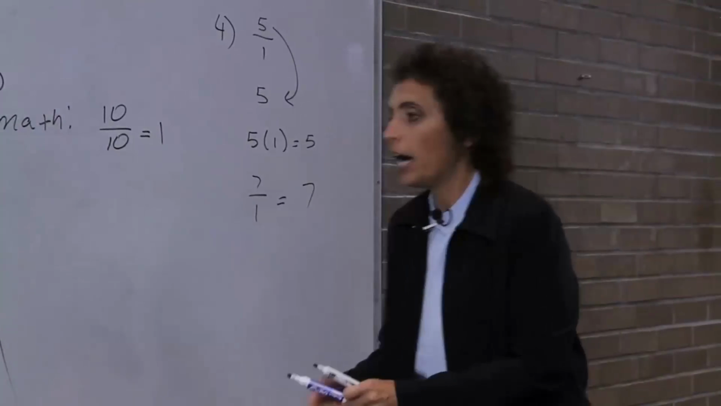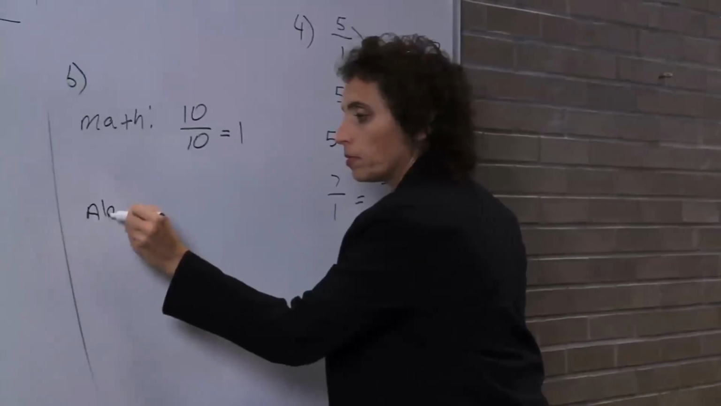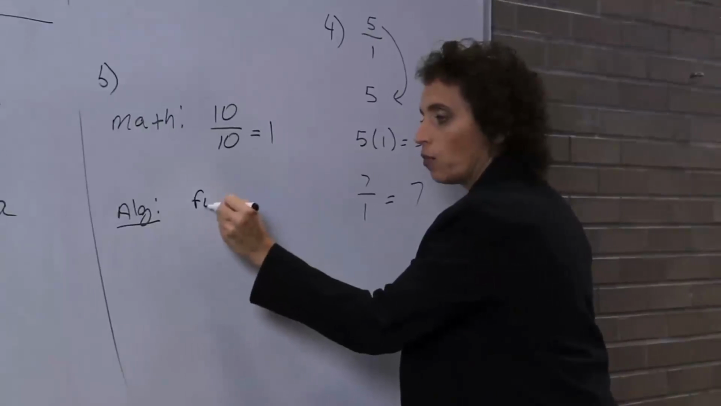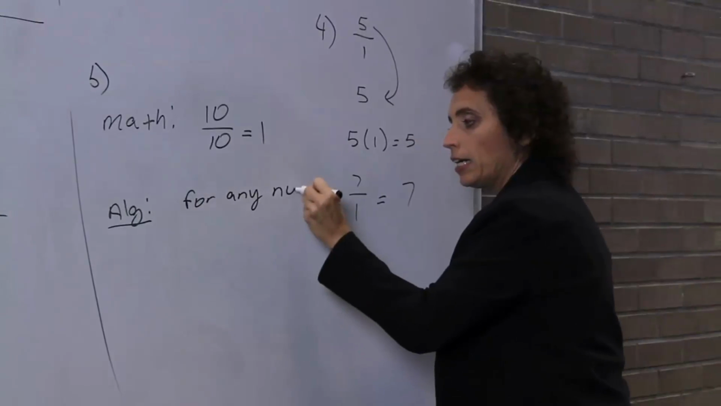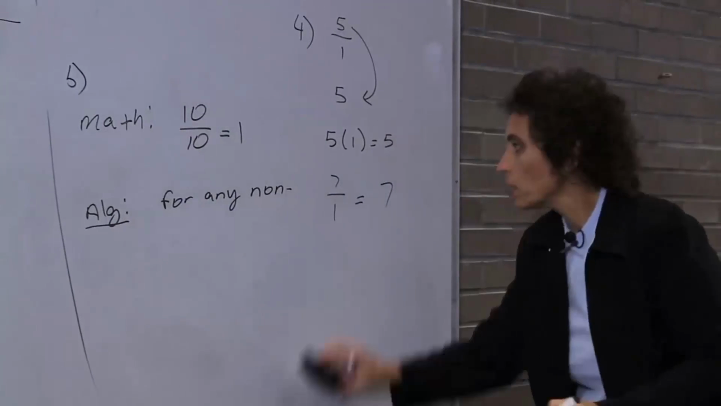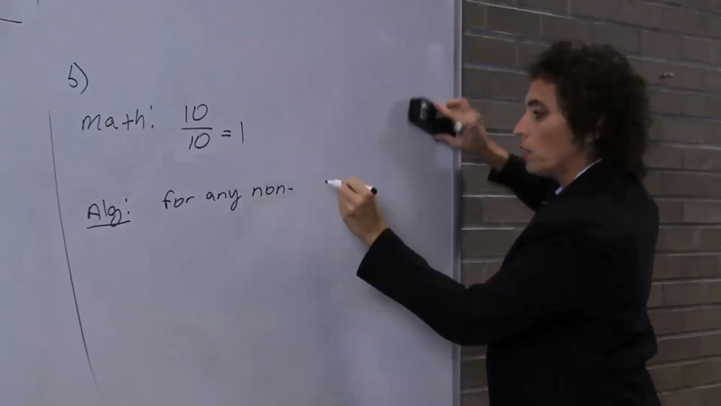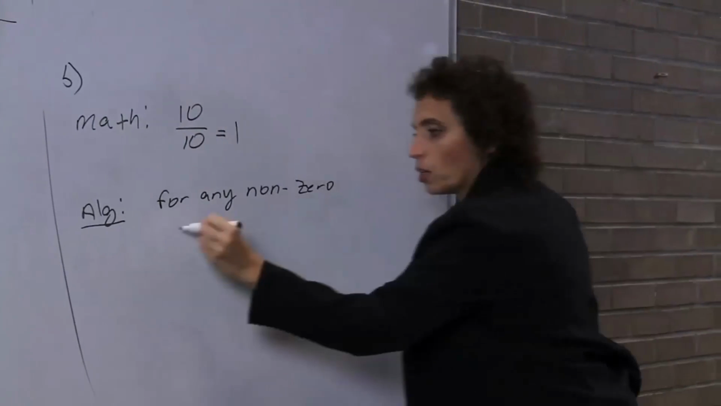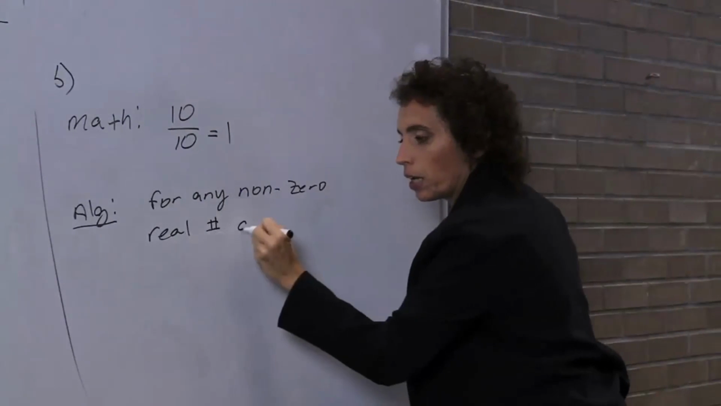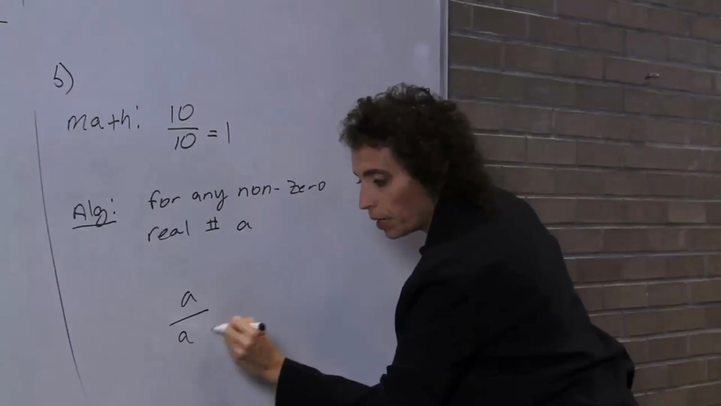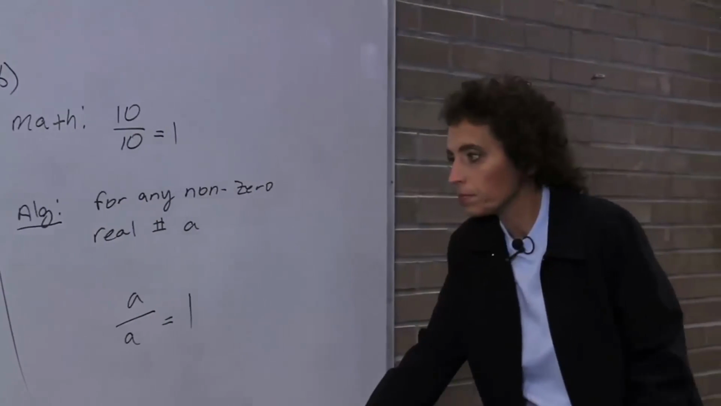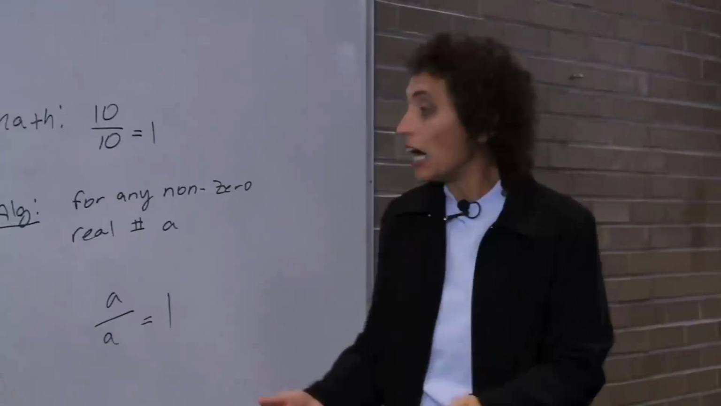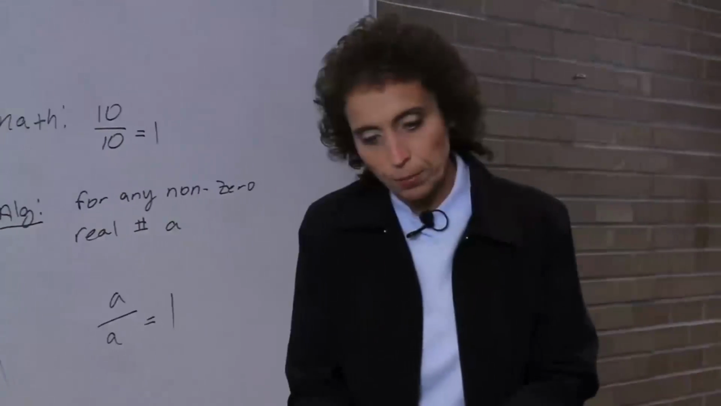So I could say this in algebra. For any non-zero real number A, A divided by A is 1. So it would have to be like that because it can't be 0, because 0 divided by 0 is not 1, because it could be any number you want it to be.